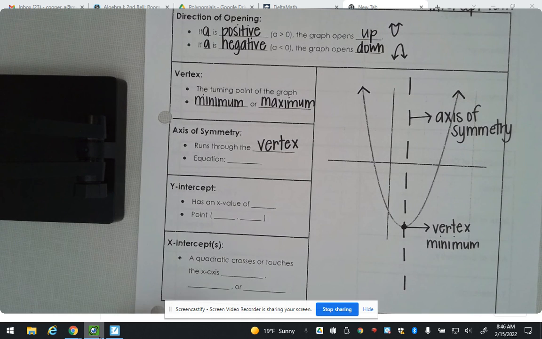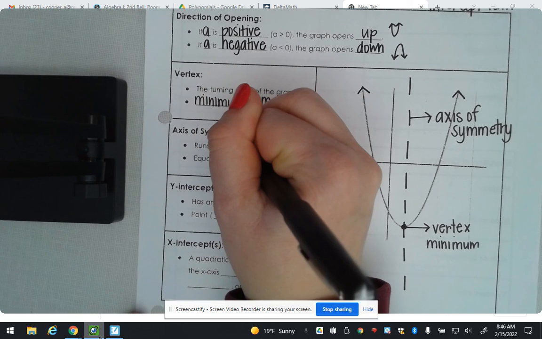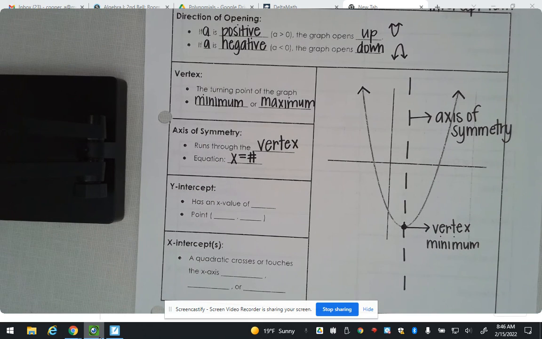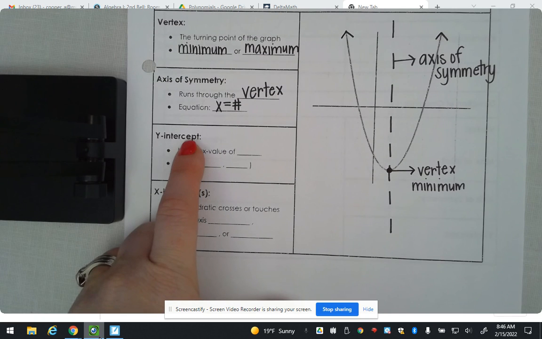Your equation is x equals a number. It's always written as an equation. Axis of symmetry is always an equation. And that number plays off of your vertex. It's always going to be x equals the x coordinate of your vertex. Now, you have a y-intercept.